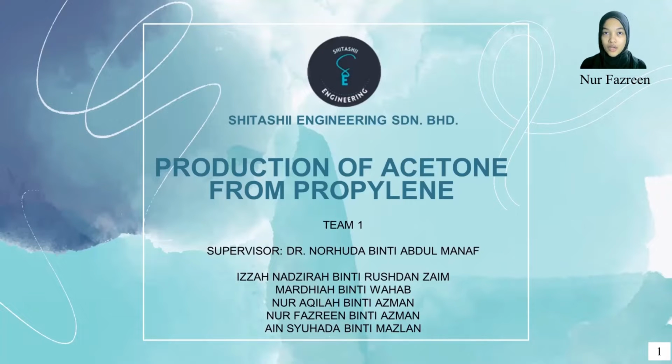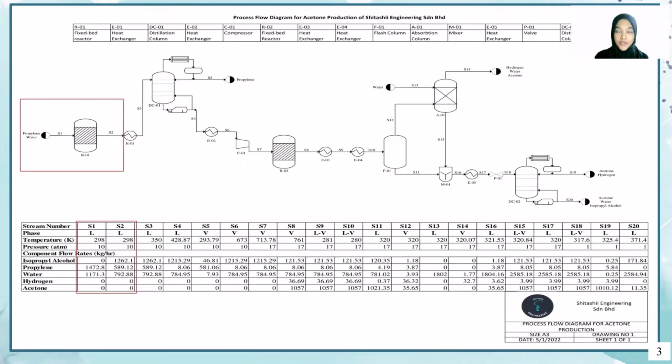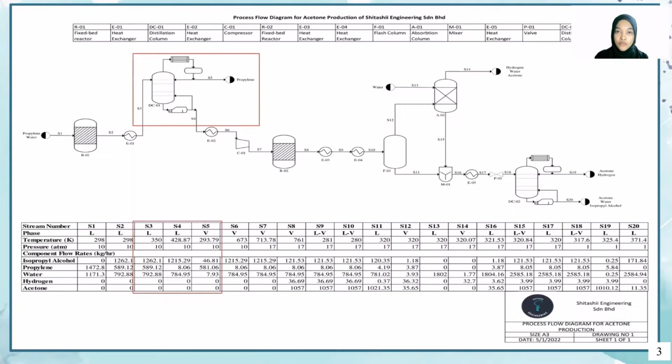We'll be presenting on our project, Production of Acetone from Propylene. The process flow diagram begins with a basis of 100 kmol per hour of propylene and excess water entering the first fixed bed reactor, where sulfuric acid comes as a catalyst to achieve quick conversion and produce isopropyl alcohol, IPA. Next is a heat exchanger to increase the temperature before entering a distillation column to separate about 90% of propylene.